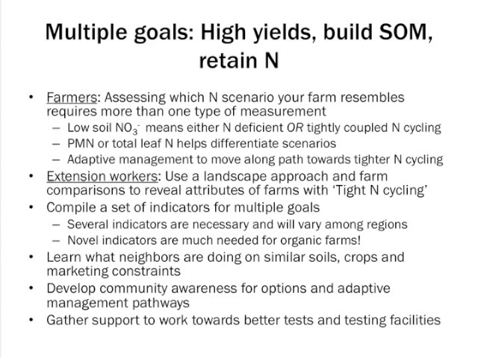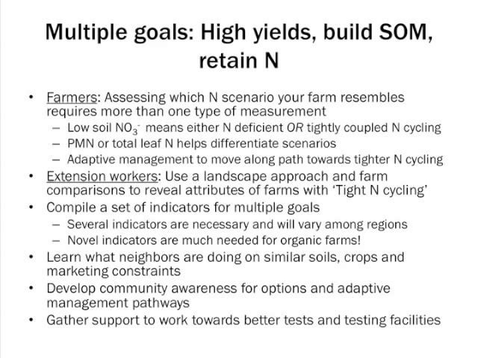What we were able to do was compile a set of indicators that could be indicative of these multiple goals. Several indicators are necessary, and they're probably going to vary among regions and among soil types and among crops. Some of these are readily available, but we really do need more indicators, such as the enzymes and the root gene expression. While those aren't available right now, they could be things that we work towards in the future with the more streamlining of some of these approaches with new methods.